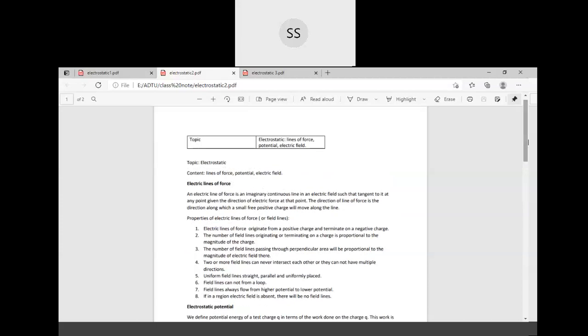Okay. So today we are going to start electric lines of force. So in the earlier class, I have showed you a picture of electric field, right? For positive charge and negative charge. So in that picture, we can see some lines. Okay, let me show you again that picture.